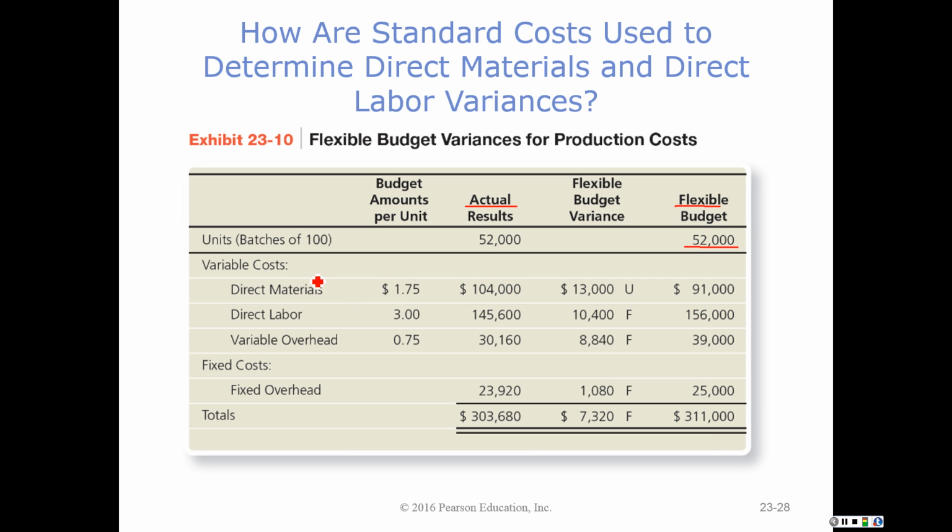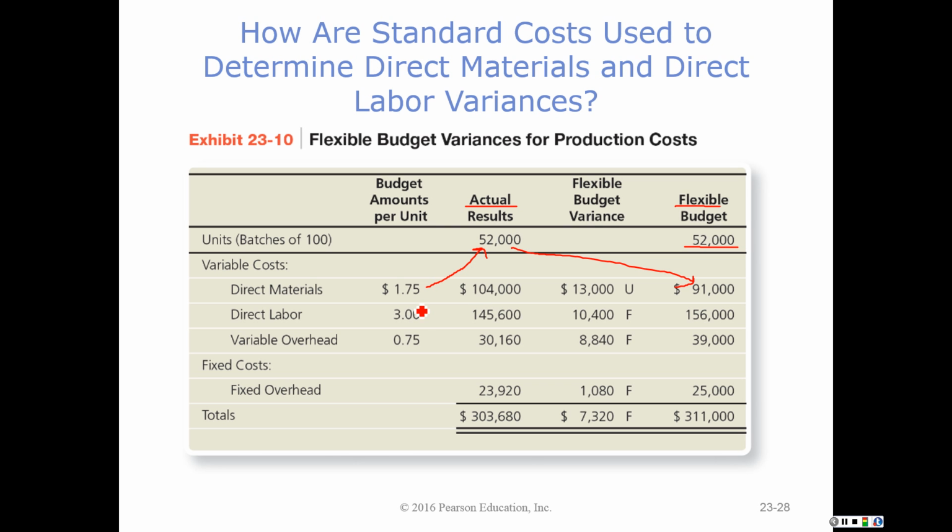We estimated that direct materials cost $1.75 per unit, so 1.75 times 52,000 units is going to get me $91,000. So we actually spent $104,000 on direct materials for 52,000 units when we thought we should have spent $91,000. This is an unfavorable variance. We need to be able to break it down into the cost and the efficiency variance to see what operations need to be changed to get this unfavorable variance under control.